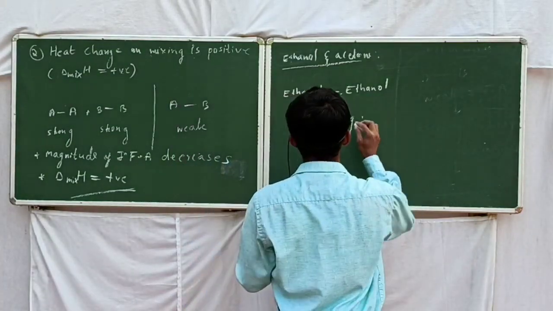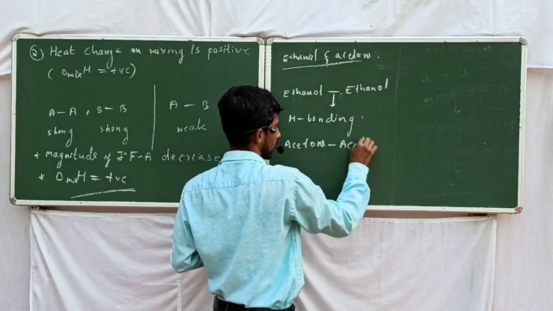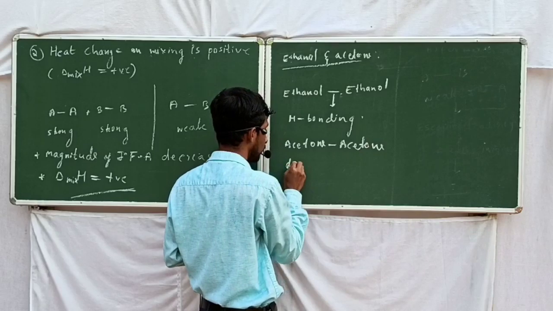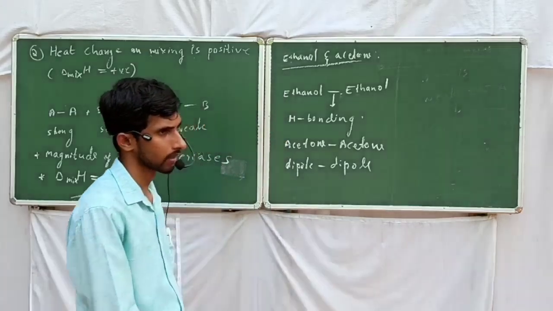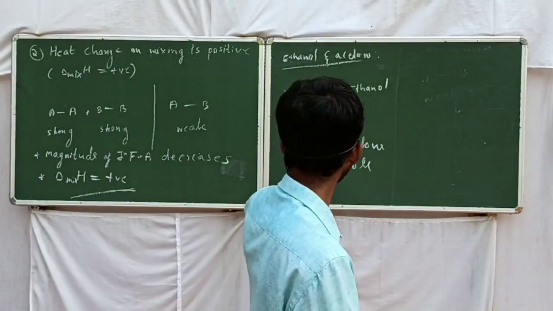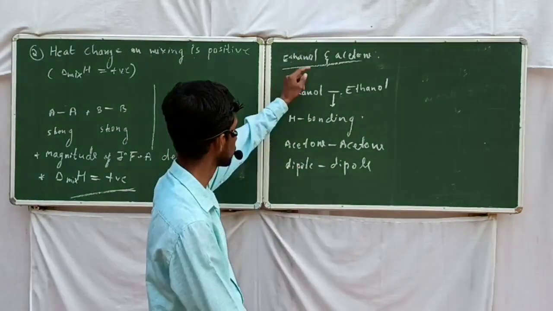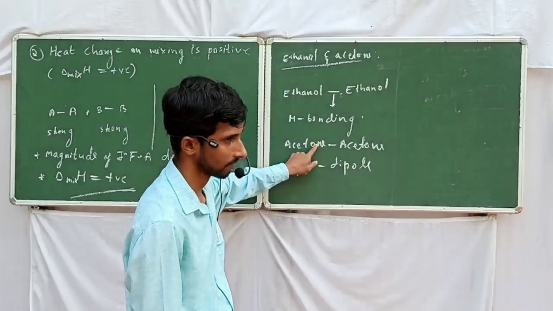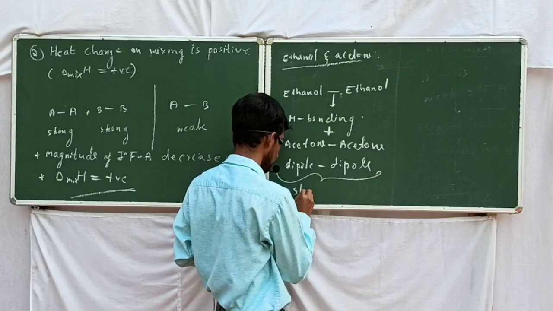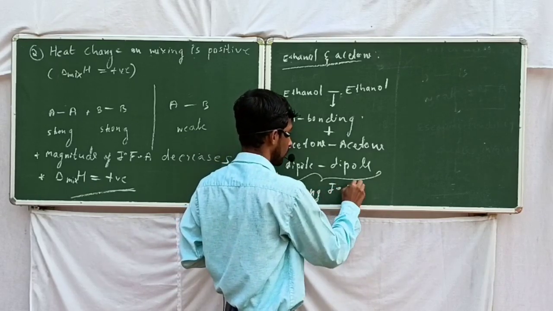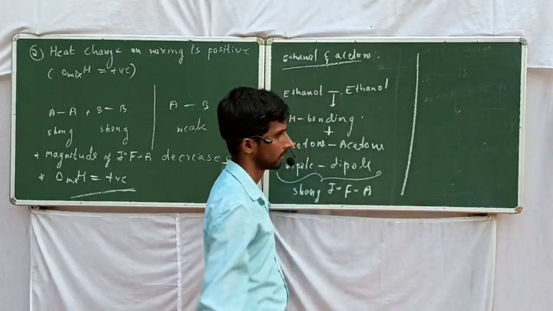Then if you take acetone, between acetone molecules we have dipole-dipole interactions. This one is also a strong intermolecular force of attraction between any two molecules. Okay, so clearly this shows ethanol and acetone, before mixing, we have strong intermolecular forces of attraction.